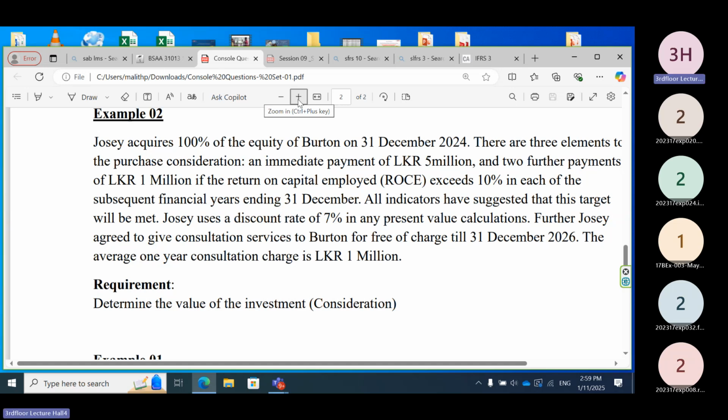To acquire B, they have given consideration. Directly cash there. Healthcare 5 million. 5 million direct cash, and two further payments of healthcare 1 million, if the return on capital employed ROCE exceeds 10% in each of the subsequent financial years ending 31st December.